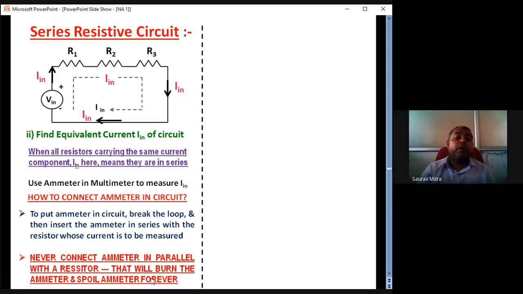So this is the main point on which I want to focus in this slide. To put an ammeter in the circuit, break the loop and then insert the ammeter in series with the resistor whose current is to be measured. A very important thing: break the loop. In measuring resistance also you had broken the loop. In inserting an ammeter while measuring current also you have to break the loop. Never connect an ammeter in parallel with a resistor. That will burn the ammeter and spoil the ammeter forever.